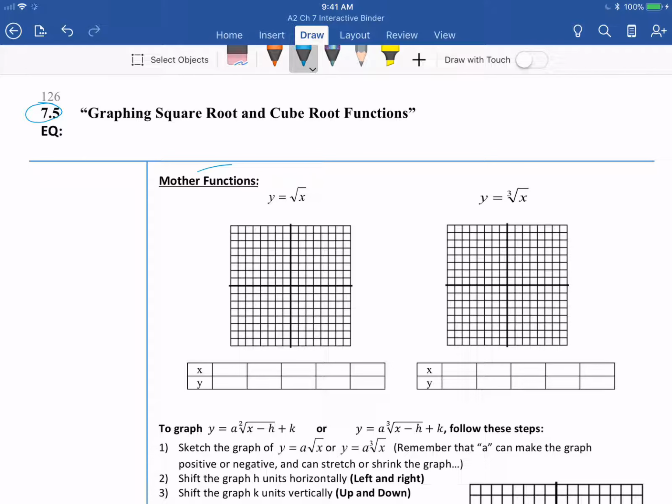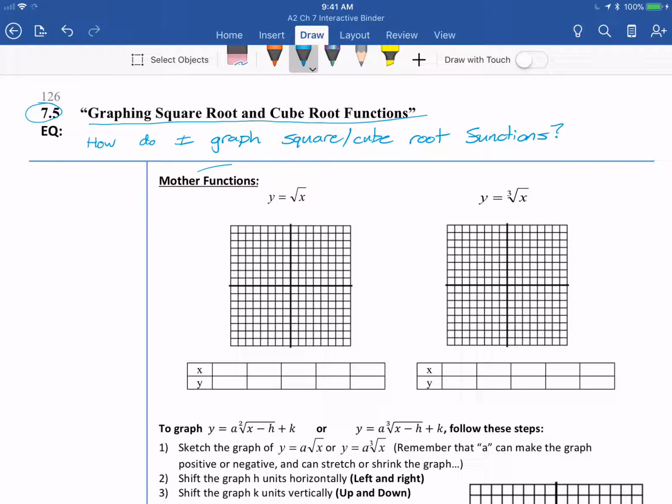All right, so today we are looking at graphing square root and cube root functions. So my essential question today, just what you guys might think: how do I graph square and cube root functions?